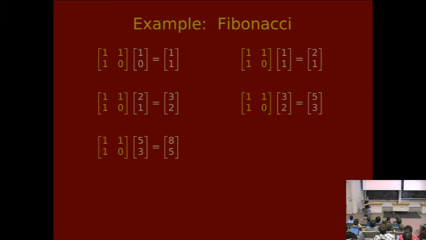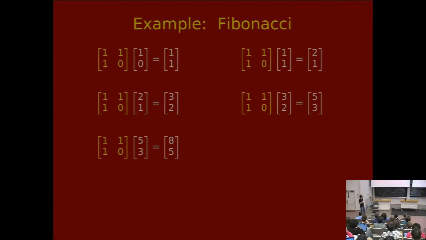I think you know these numbers, right? 8 and 5. Okay, and at this point, for example, I've multiplied the initial 2 numbers, 1, 0, 5 times by this matrix. So, this last step is like this matrix raised to the 5th power applied to the first 2 numbers gives you like the 4th and the 5th. Got that?